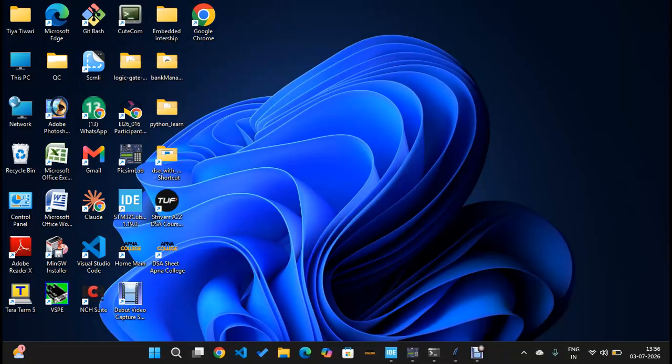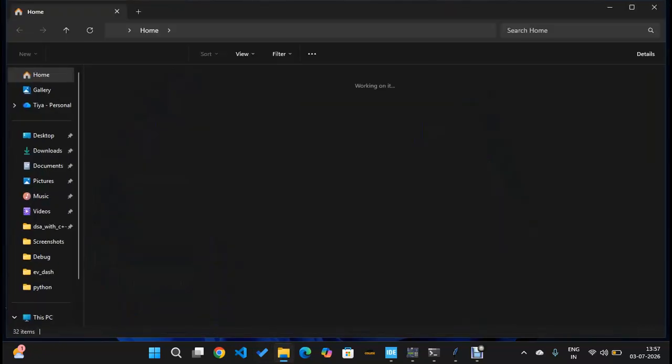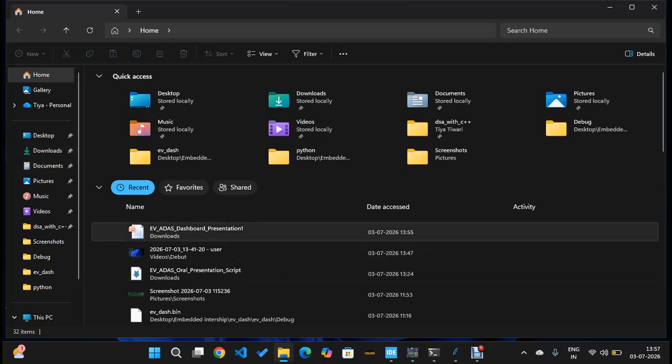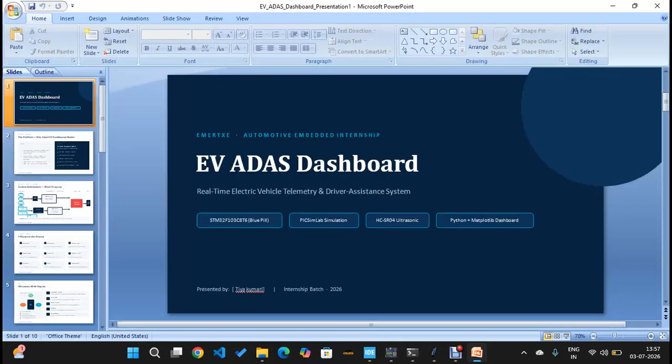My internship project, an EV ADAS dashboard system built during my internship at Emertxe. So first, let me explain briefly what I have done in this project through the slides which I have made. Let me go to this PPT and I will explain line by line, very briefly. My project is the EV ADAS dashboard: electric vehicles' advanced driver assistance systems.